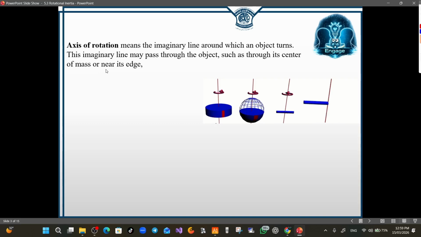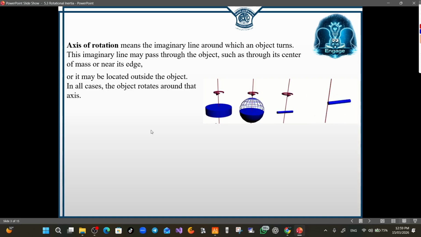Also, it can be near its edge. So the axis of rotation passes near the edge. Still, the axis of rotation belongs to the system or the object. Now here, as we can see, all the parts of the object are rotating around a fixed axis that passes through the edge.